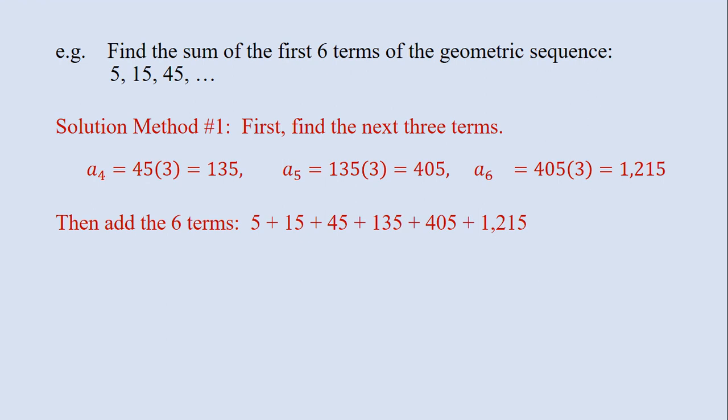Now I simply add up the 6 terms that I found, the 3 that were given to me, and a sub 4, 5, and 6 that I ended up calculating, and getting a grand total of 1,820.